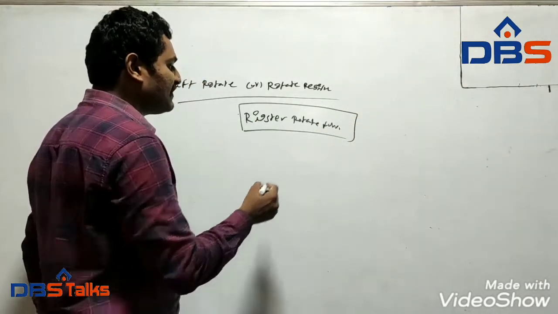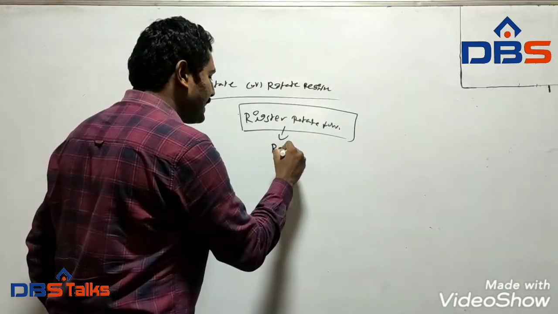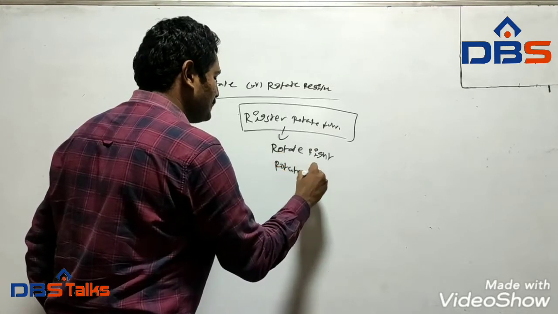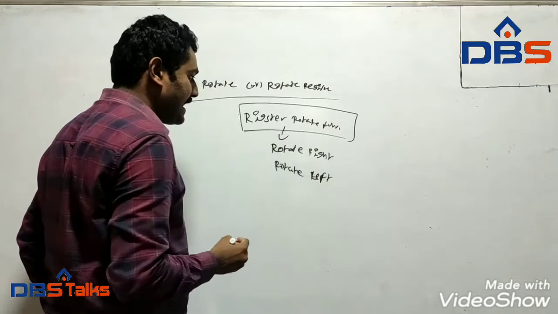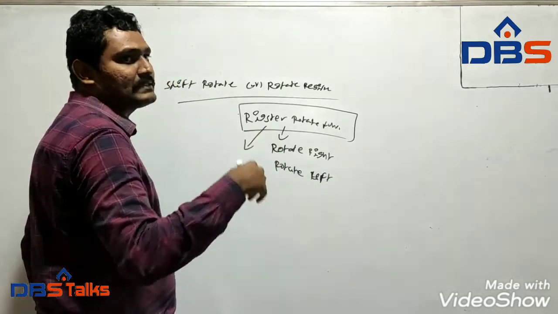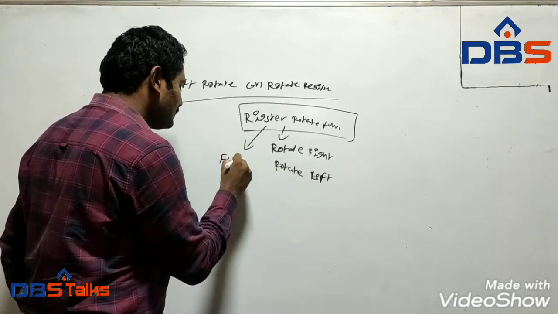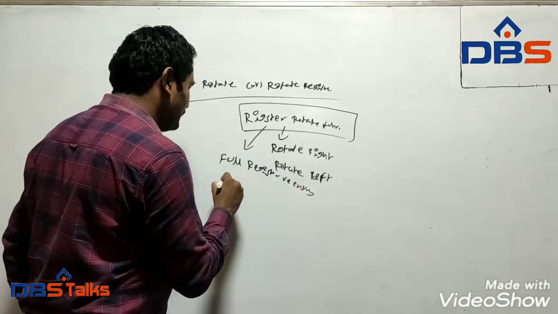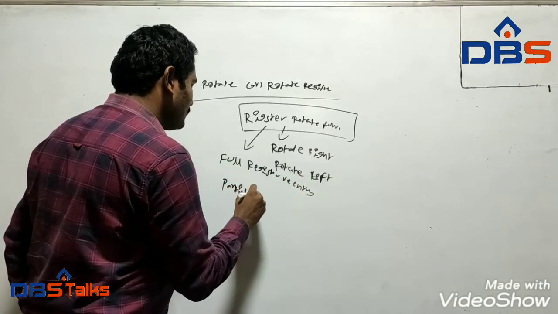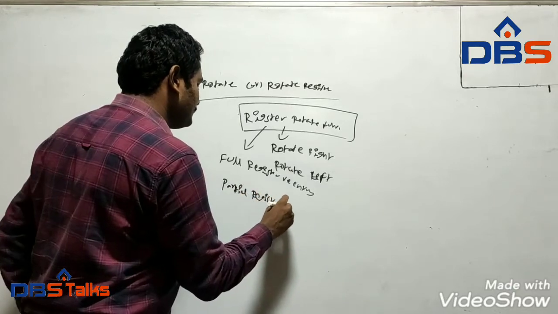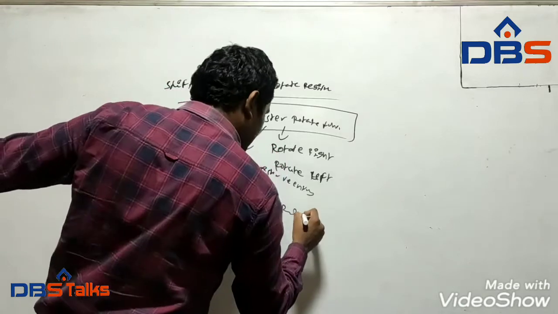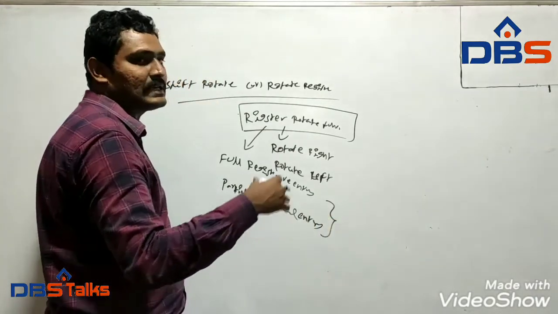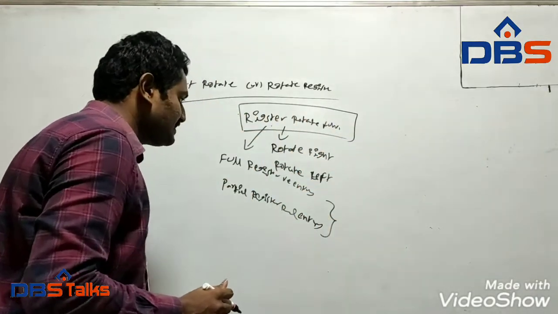In the register rotate function we have two types, rotate right and rotate left functions. Again, this register rotate system contains two other general types: full register re-entry and partial register re-entry point.